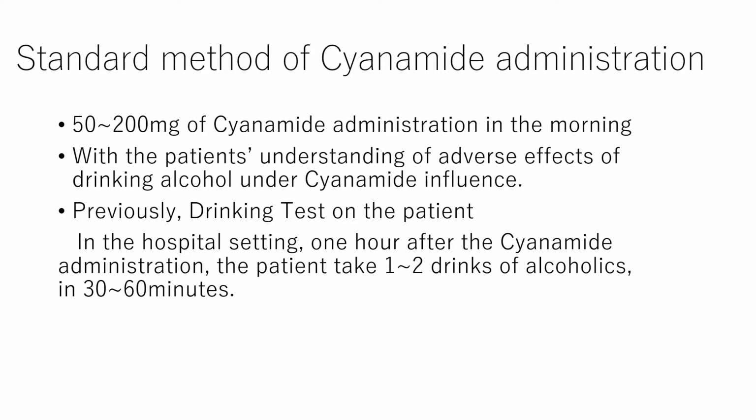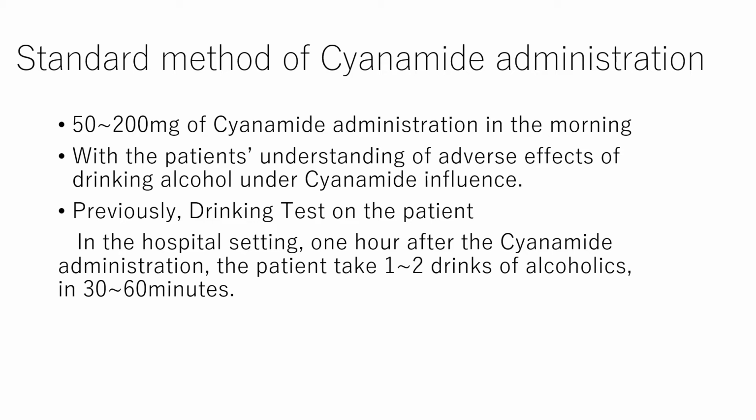50 to 200 mg, that is 5 to 20 milliliters of cyanamide, is administered in the morning. Most patients with AUD drink alcohol from the morning, but it depends on the patient. If patients only drink at night, it may be administered in the daytime or in the evening.